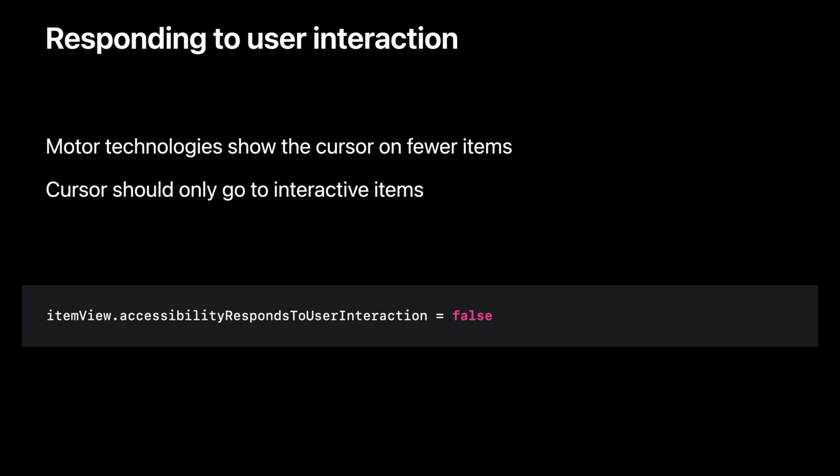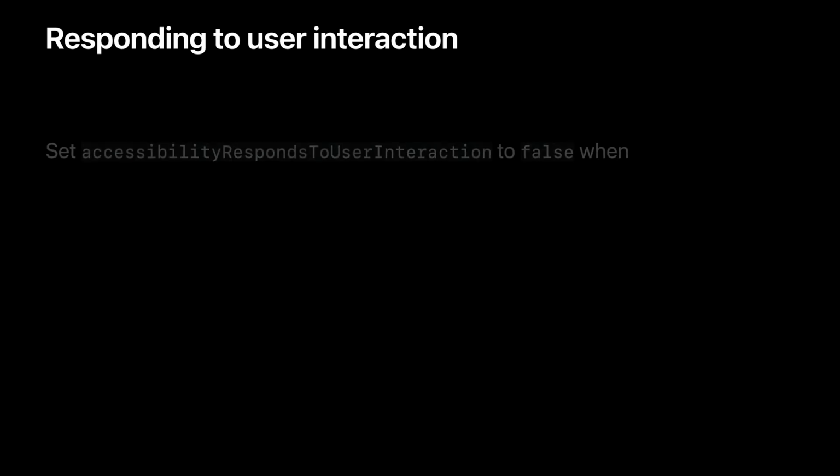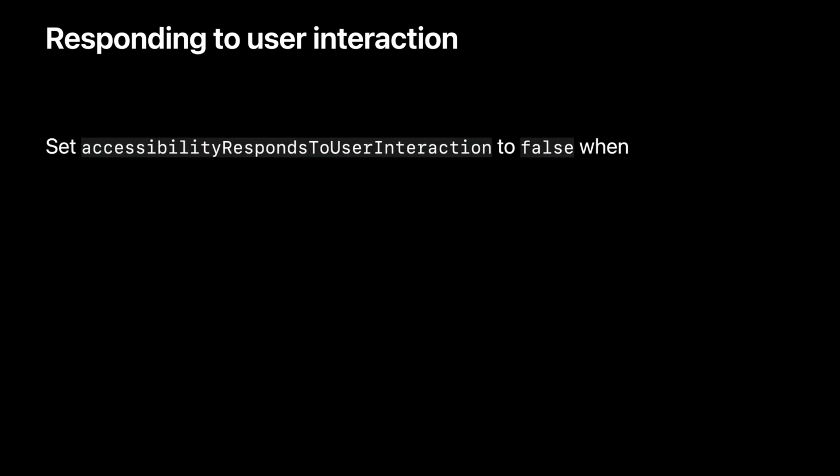This tells our system that while this is an accessibility element, it's not one that the user can interact with. So the cursor for motor technologies, such as full keyboard access or switch control, should skip it. Note that accessibility response to user interaction is only meaningful if isAccessibilityElement is already true. By default, the system tries to correctly set elements with isAccessibilityElement true to interactive or not.